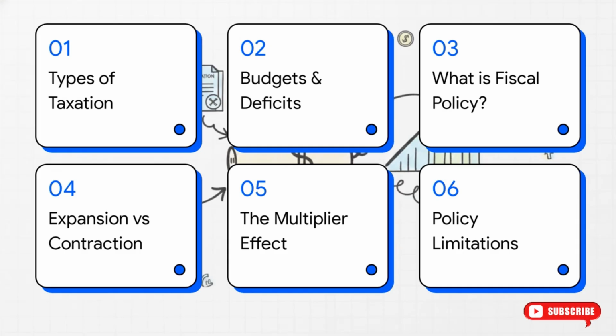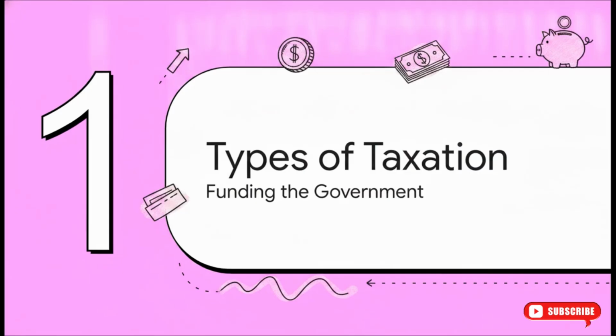So here is our roadmap for the explainer. First, understanding types of taxation. Second, budgets, deficits, and surpluses. Third, what is fiscal policy? Fourth, expansionary versus contractionary policy. Fifth, the multiplier effect. And finally, number 6, limitations of fiscal policy. Let's hit it. Section 1, understanding types of taxation.